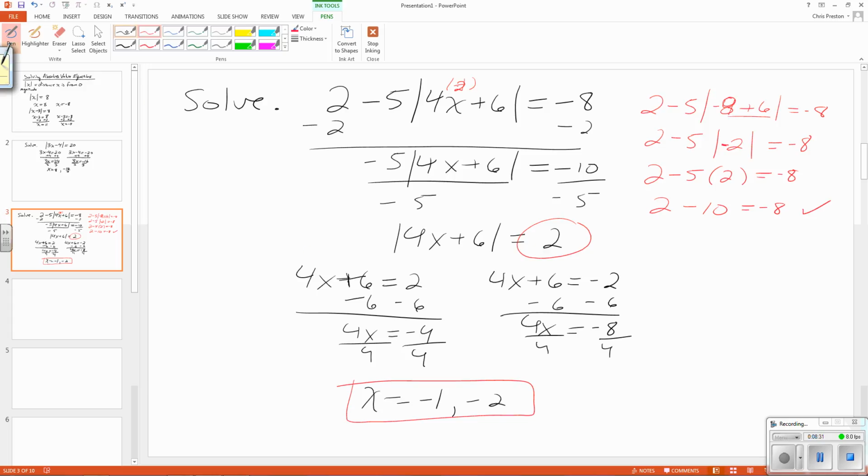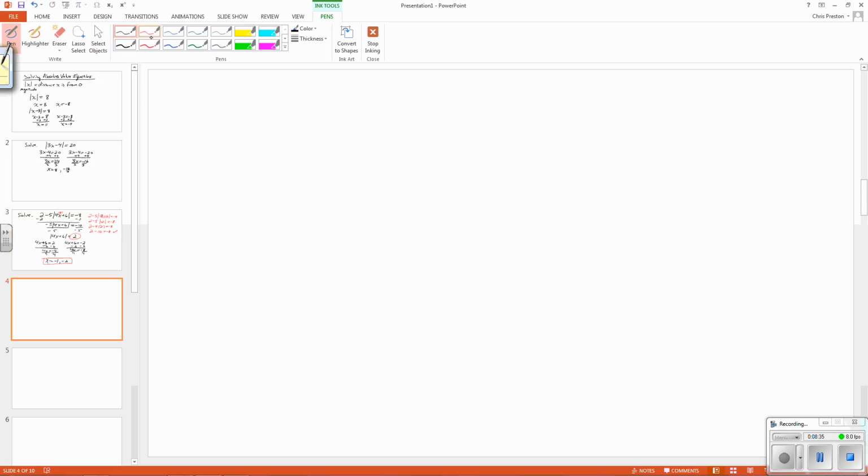So let me mention, what if that's that situation? Well, let's say I asked you to solve this problem. Absolute value of 4x minus 1 equals -6. Without doing any work at all, I could just say no solution.